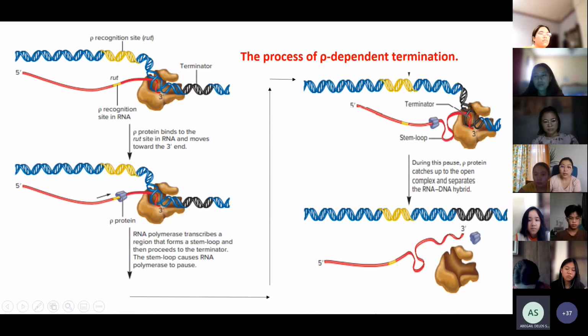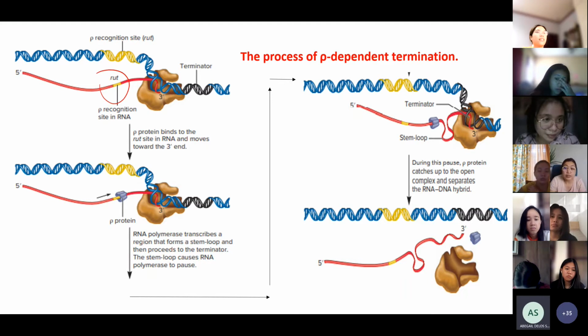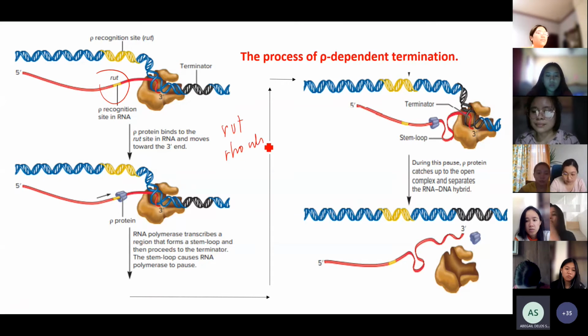So here is how it happens. For the dependent termination, it would require 2 sequences. First, a sequence upstream from the terminator that we call the rut site. This is our rut site. RUT stands for rho utilization site. And it acts as a recognition site for the binding of our rho protein.